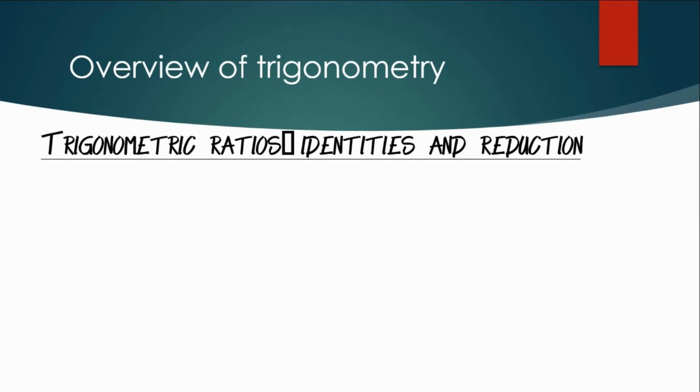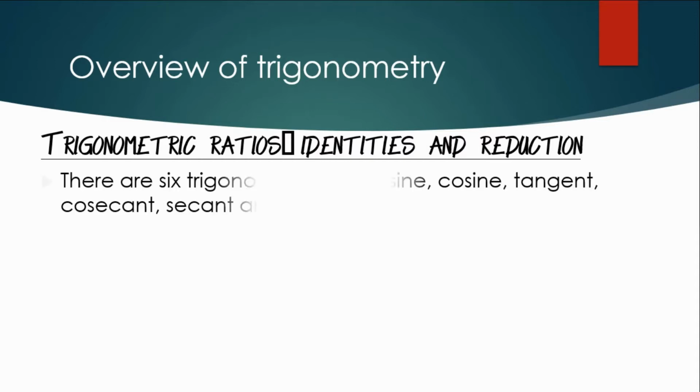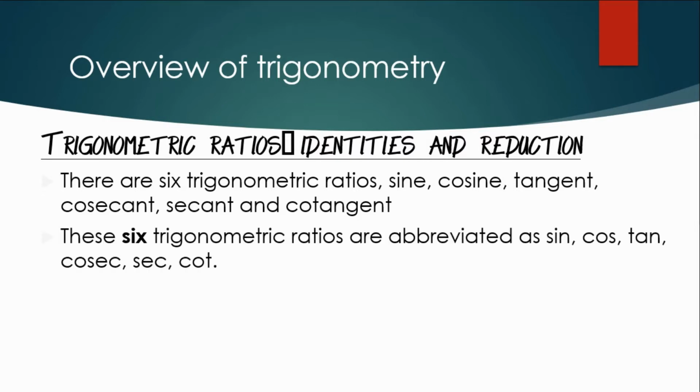Under trigonometry, we're going to talk about trigonometric ratios, identities, and reduction formulae, something like that. Under trigonometric ratios, what we should know is that there are 6 trigonometric ratios: sine, cosine, tangent, cosecant, secant, and cotangent. These 6 trigonometric ratios are abbreviated as sin, cos, tan, cosec, sec, and cot.